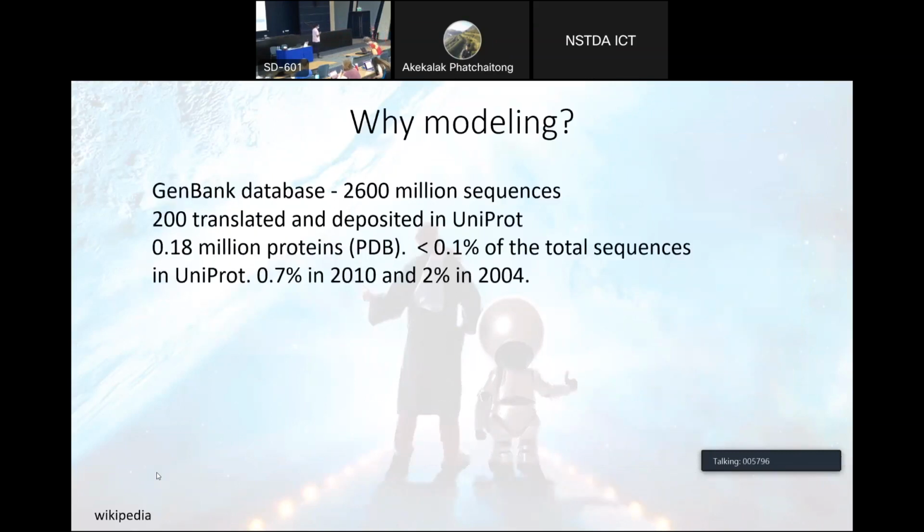So why should we go for modeling? The reason is that sequencing technology has improved so much, and it's really cheap to do sequencing. Right now in the GenBank database, we have 2.6 billion sequences, and those are nucleotide sequences. To run some computational algorithm, we need to translate from nucleotide to protein, and we still do not have the resources or time to translate all of those. We're able to translate about 200 million of the available sequences right now, and they are deposited in UniProt.